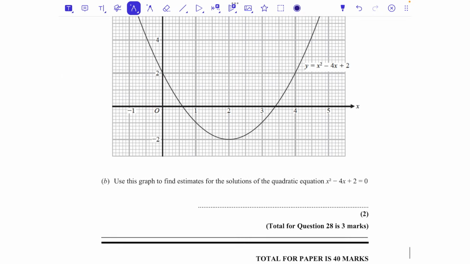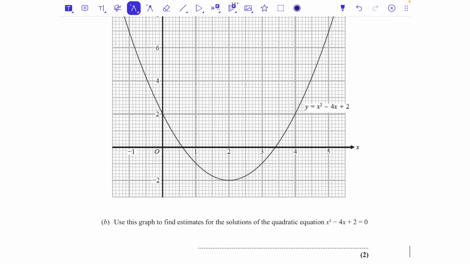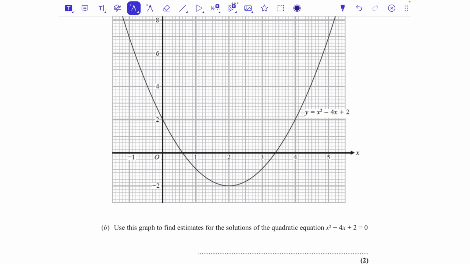And then we have this, use this graph to find estimates for the solutions of the quadratic equation x squared minus 4x add 2 equals 0. So they're telling us here that this is the graph of x squared minus 4x add 2. And then they're saying, when does that graph, when does that exact equation equal 0? Now I want you to imagine that equaling zero is the same as crossing the floor, for example, this x-axis. That is where it equals zero. It's often called the roots, and it's often called the solutions.